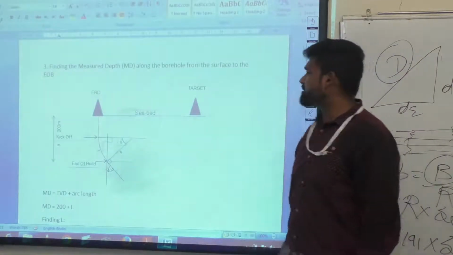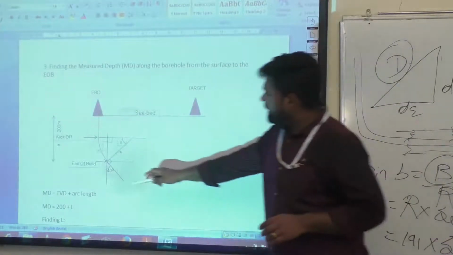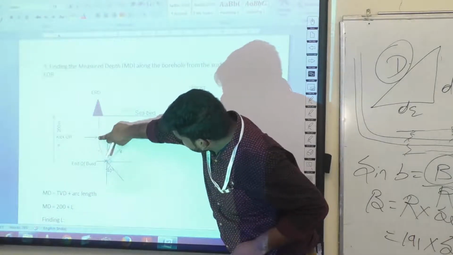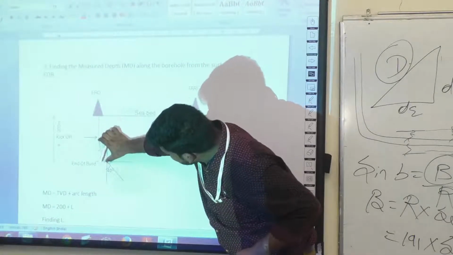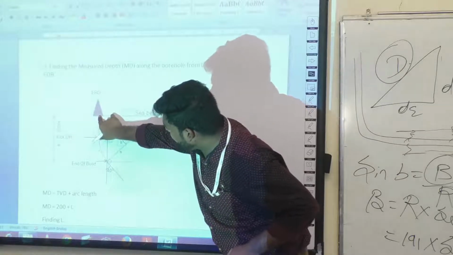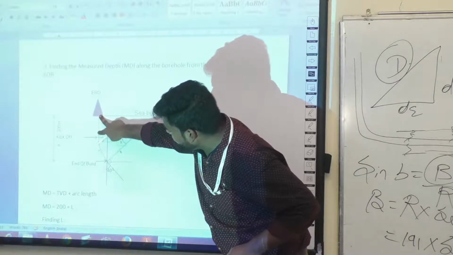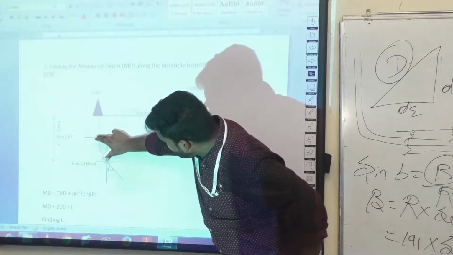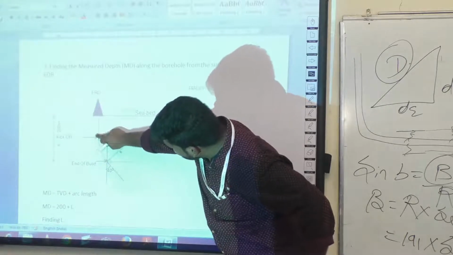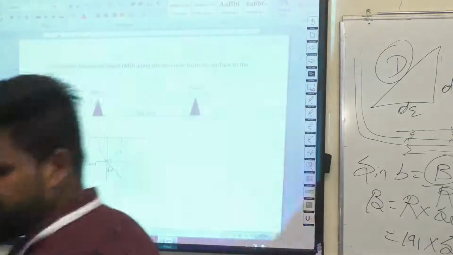So how can you measure this MD now? I'll tell you. MD is from here to here, so this section plus this section. You know this section, which is 200 meters, right? The distance from here to here is 200 meters. And then you have to find this radius of curvature, which is called L. So how can you find that L?